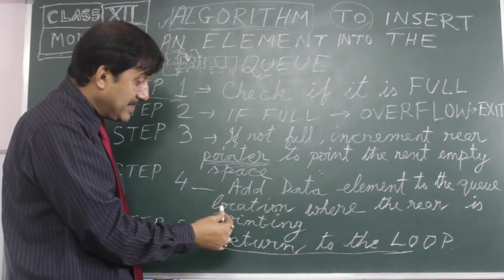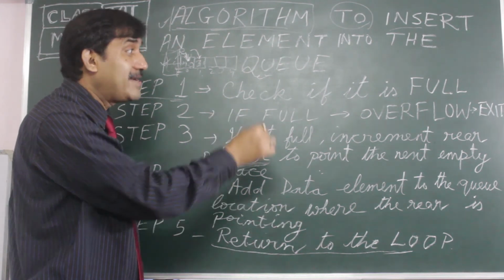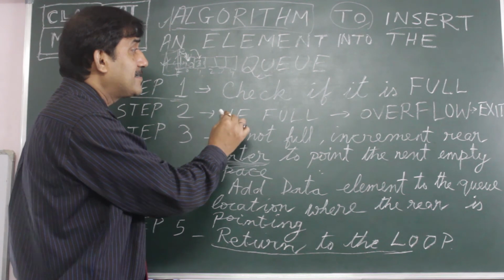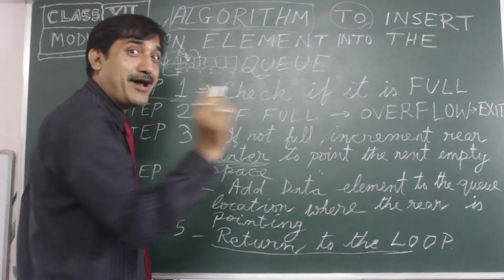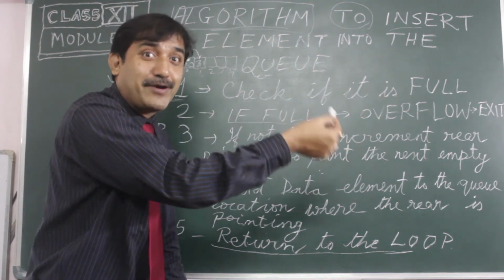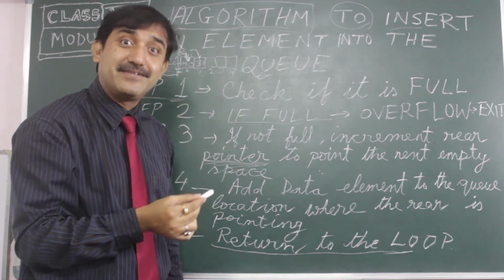Again like this, since it returns to the loop, you can enter more records, but only to an extent. What is that extent? The extent is: if full, overflow. If full, overflow, exit, and now it comes out of the loop. So it will come out. No more records can be entered.